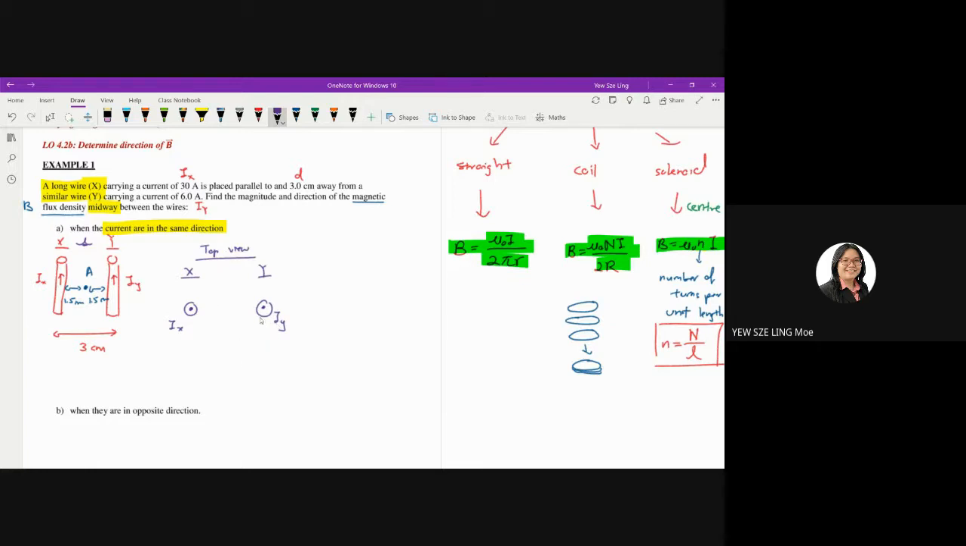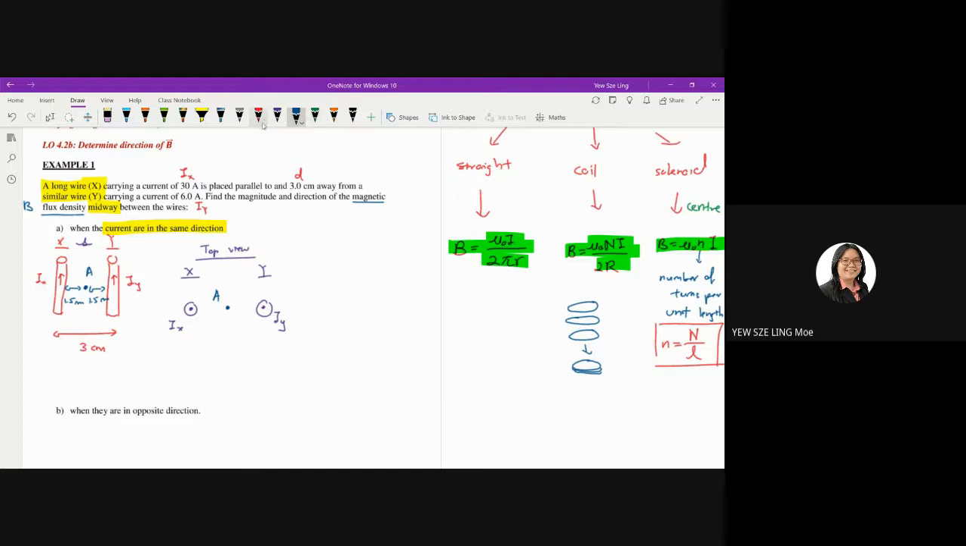So both of them are out of the page, because I'm assuming my eyes are located at the top. I'm viewing it from the top. So if I view it from the top, how am I going to determine the direction of the magnetic field at point A? So this is point A.